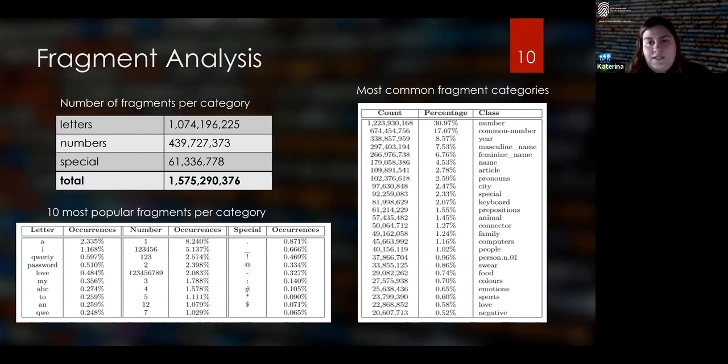Finally, you can also see that in the top 25 fragment categories, we find a lot of semantically rich categories, such as cities, emotions, sports, family, things that reinforce the idea that the surrounding context of a person can influence the choice of the password.